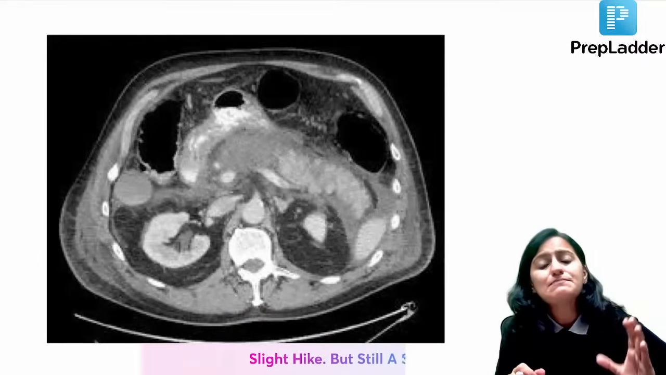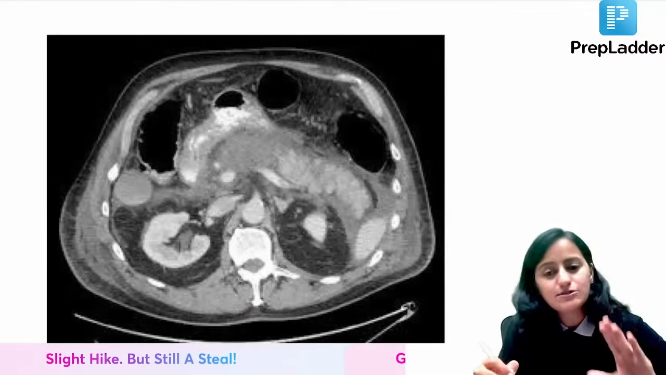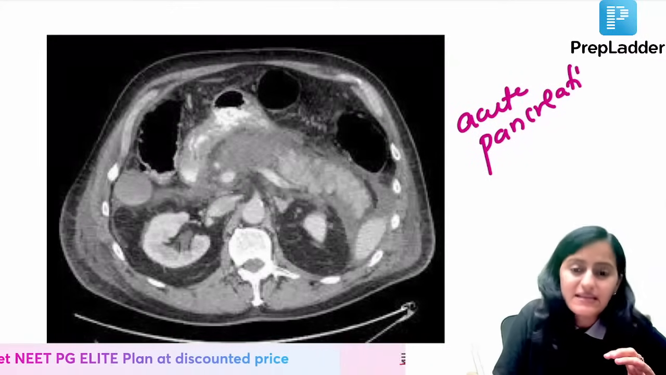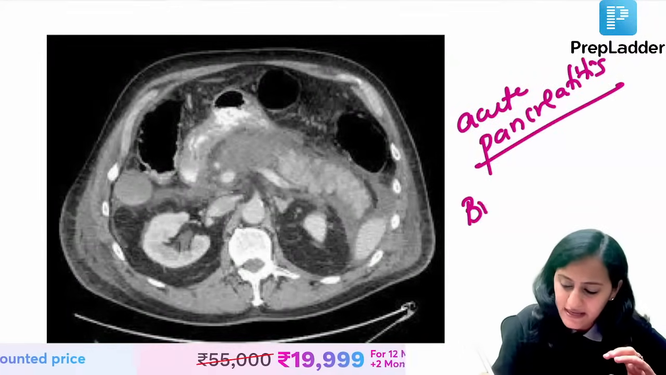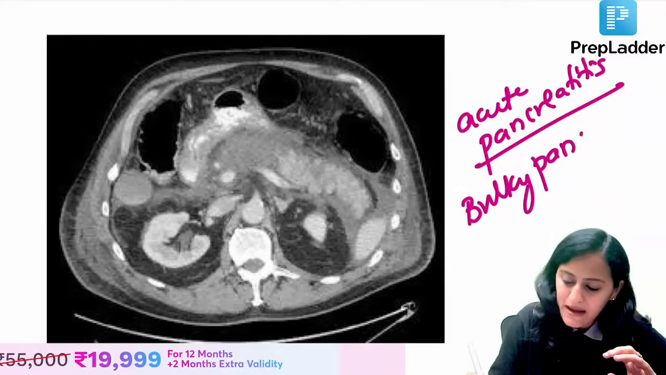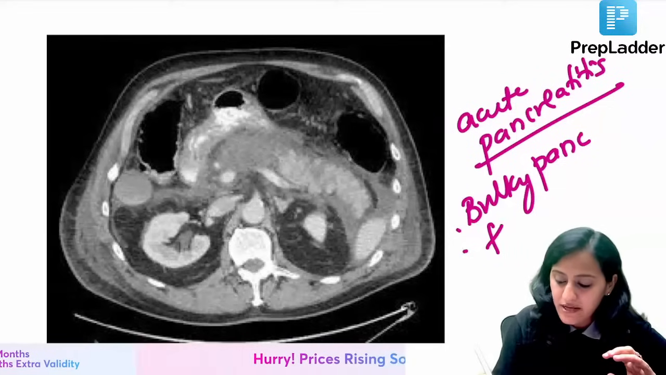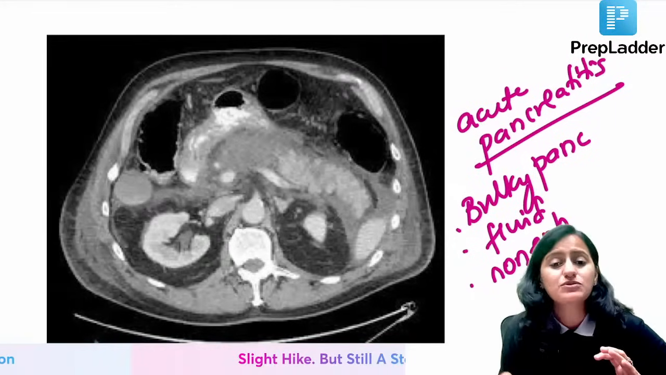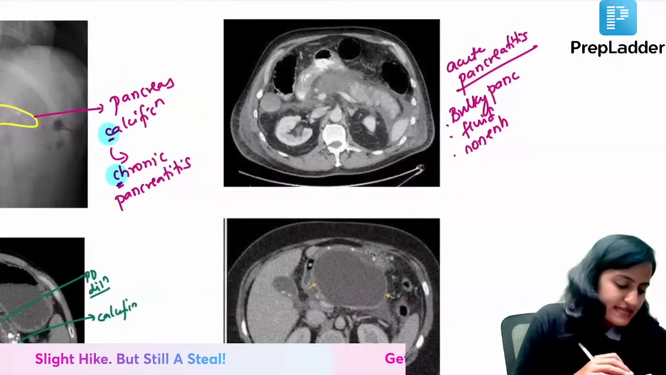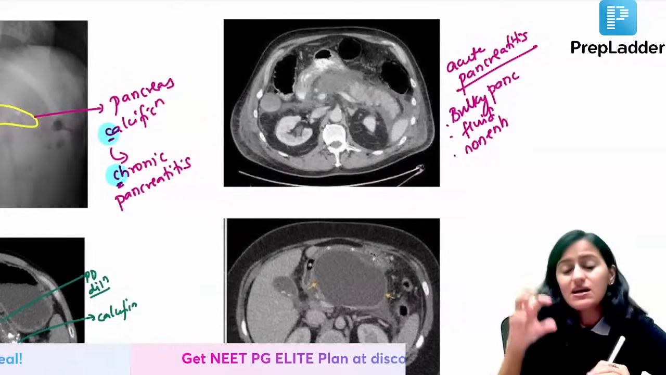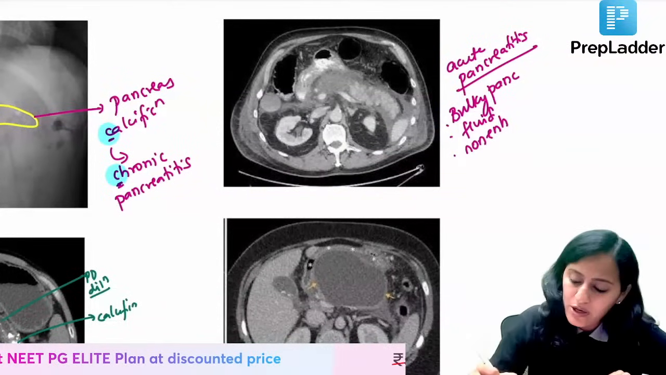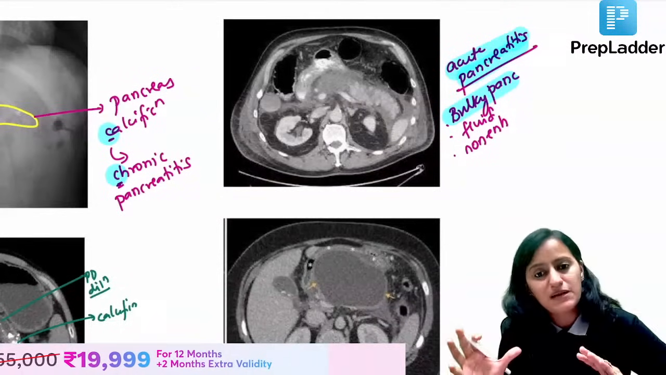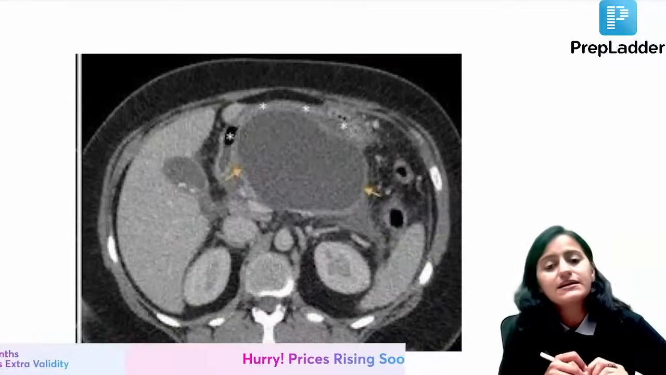So there is peripancreatic fluid. The pancreas looks more bulky. Remember, this is acute pancreatitis. Acute pancreatitis: there is bulky pancreas with surrounding fluid. There can be non-enhancing areas telling you there is necrosis, okay, necrotizing pancreatitis. So this is acute pancreatitis, one of the NEET PG exam questions. Acute pancreatitis, pancreas is bulky. Chronic pancreatitis, pancreas is atrophic.